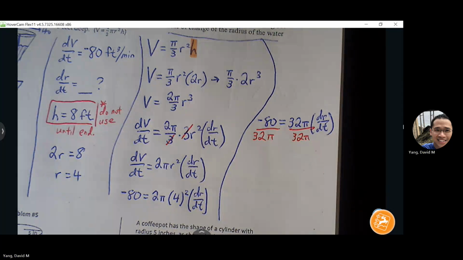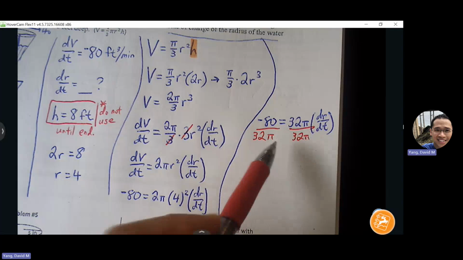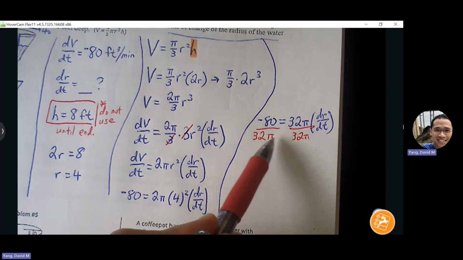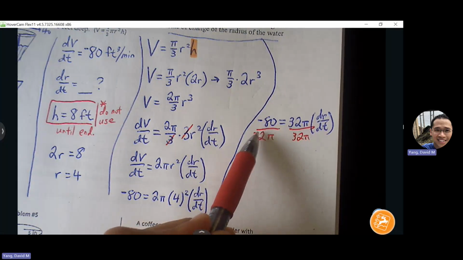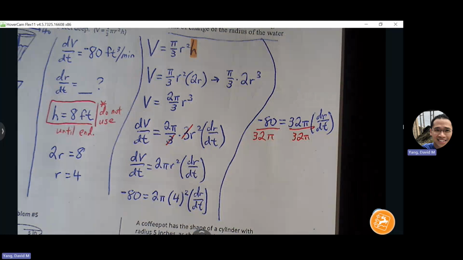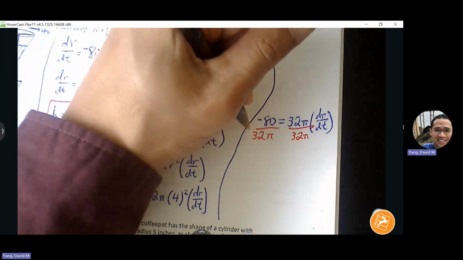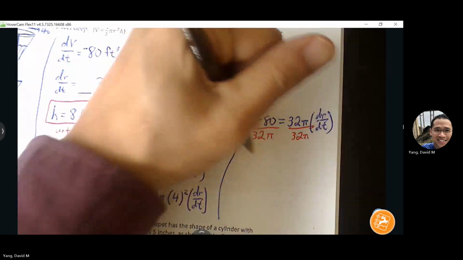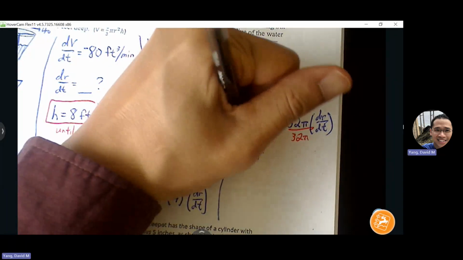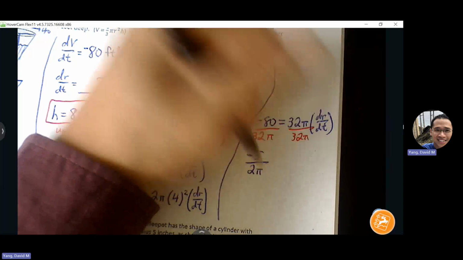That's a mistake that I've seen in the past too. Students just feel like that pi is out of place and they want to eventually bring it to the top, but it's going to have to stay there the whole time. Okay, 80 and 32 can reduce. I can take a 16 from both, or I can use your calculator to reduce that for you. -5/2, and then the pi stays below.